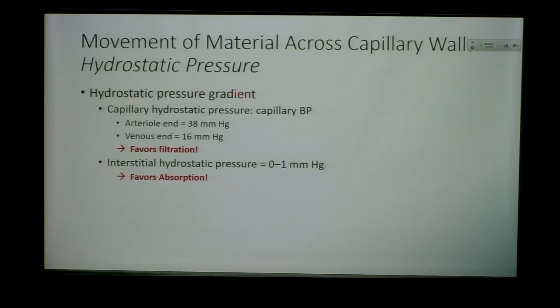But we know that the movement here favors filtration, okay? And that's the movement from the capillary out into the interstitial space. The other force that we have to take into account in regards to hydrostatic pressure is the interstitial fluid hydrostatic pressure. And that is usually very negligible. That's the force that the interstitial fluid is exerting on the capillary, so pushing fluid from the IS into the capillary. And that's usually 0 to 1. So this favors absorption, okay?